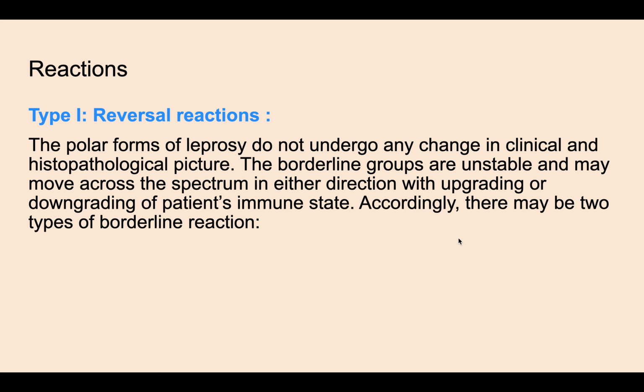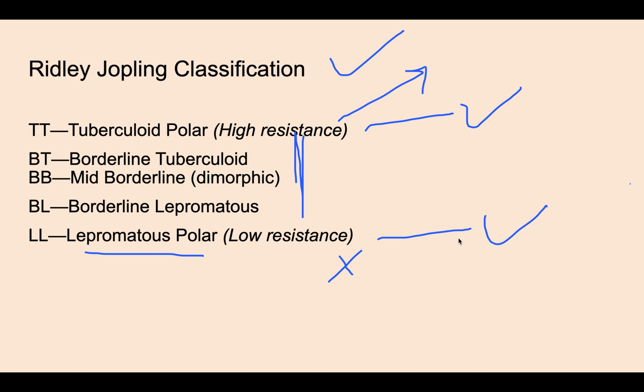Now there are certain reactions which can take place in case of leprosy. So two reactions are there. One is reversal reaction. As the name suggests, reversal means that, if we have studied over here the leprosy, the patient of borderline lepromatous can go into lepromatous leprosy also, it can go into tuberculoid leprosy also.